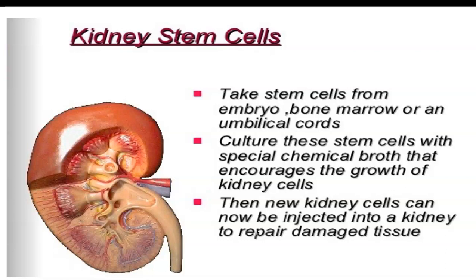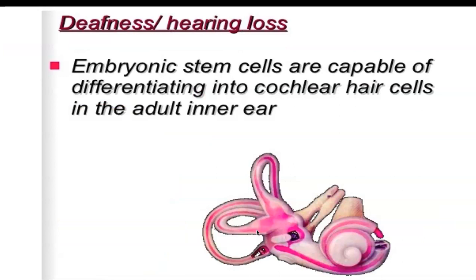Now, how do they cure the kidney cells? We take the stem cells from embryo, from bone marrow, or from the umbilical cord. They culture these stem cells with a special chemical growth factor that will increase the growth of the kidney cells, because our requirement is to cure kidney cells. Then the new kidney cells are injected into the kidney, and thus they will repair the damaged tissue.